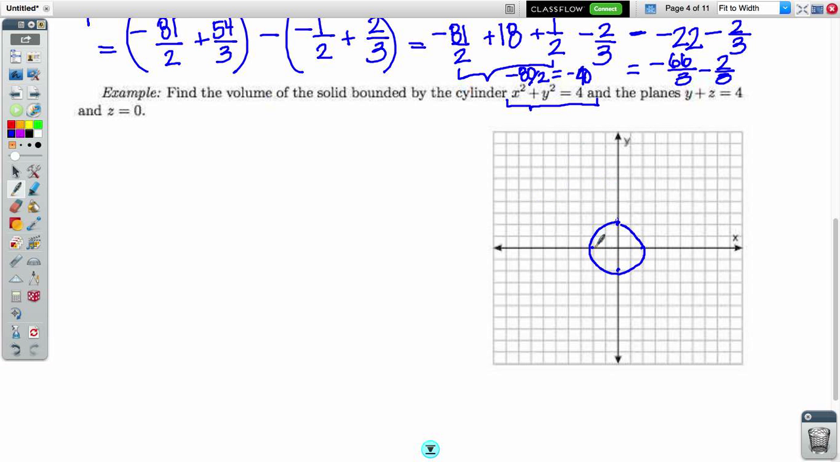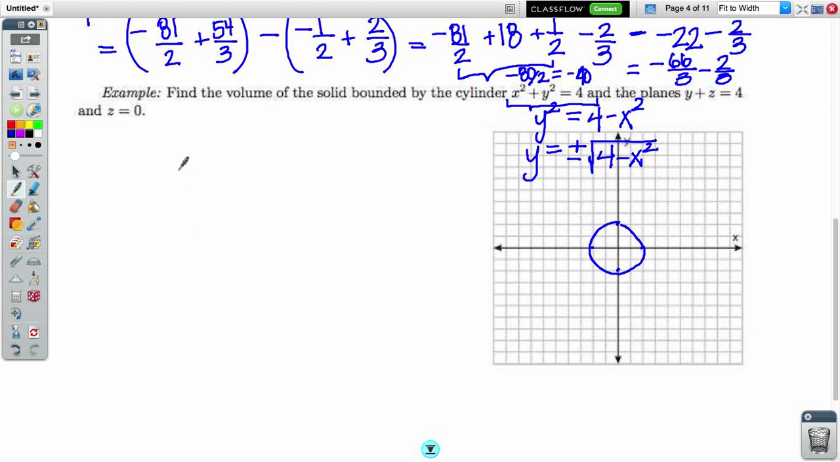Now, one thing about this is that's not a nice function, but one of the things we could do with that is say y squared equals 4 minus x squared, and then we could actually describe it as y equals plus or minus the square root of 4 minus x squared, which is going to help us in just a second. And then it says, and the planes y plus z equals 4 and z equals 0.